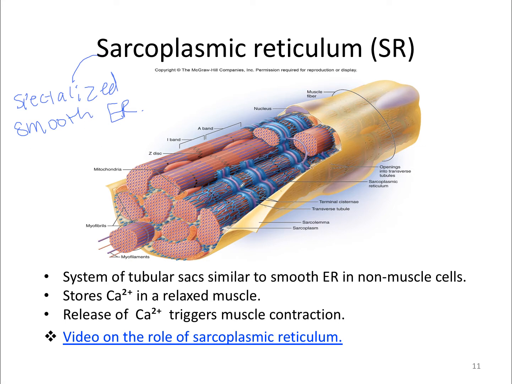So this is a system of tubular sacs. We have sacs that are divided into networks of lacy tubes, and at the end you have a big tube. There's one big tube on either side of each section of T-tubule. We call the big tube the terminal cisternae. Cisternae is plural. A singular one is a terminal cisterna.